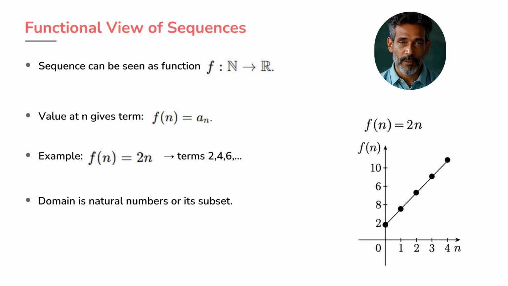Here's a powerful way to think about sequences: as functions. Formally, a sequence is a function from natural numbers to real numbers. That means you put in a natural number n, and out comes the term a sub n. For example, f of n equals 2n. If n equals 1, then f of 1 equals 2. If n equals 2, f of 2 equals 4. If n equals 3, f of 3 equals 6. That gives us our even numbers again. If you plot this on a graph, you don't get a continuous curve, but dots: (1, 2), (2, 4), (3, 6), and so on. It looks like stepping stones marching upwards. So, think of every sequence as a function with domain equal to the natural numbers.